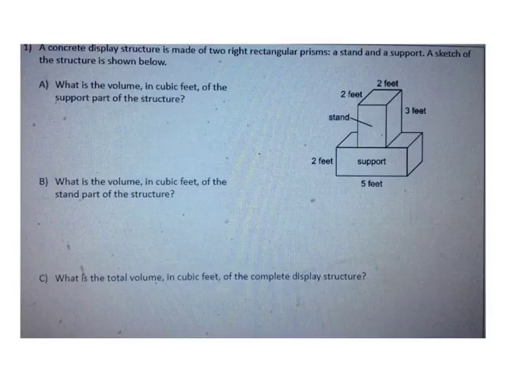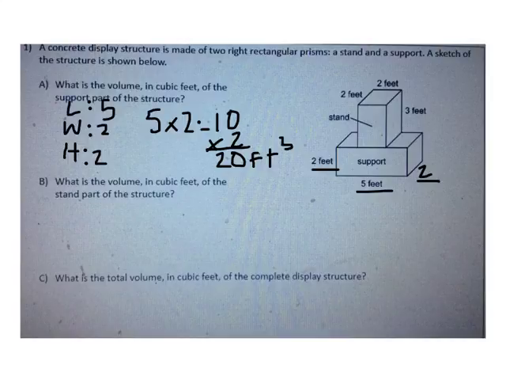Let's do a first practice problem. A concrete display structure is made of two right rectangular prisms, a stand and a support. A sketch of the structure is shown below. What is the volume in cubic feet of the support part of the structure? It has a length of 5, a width of 2, and a height of 2. Go ahead and find that volume now. The volume is 20 cubic feet.